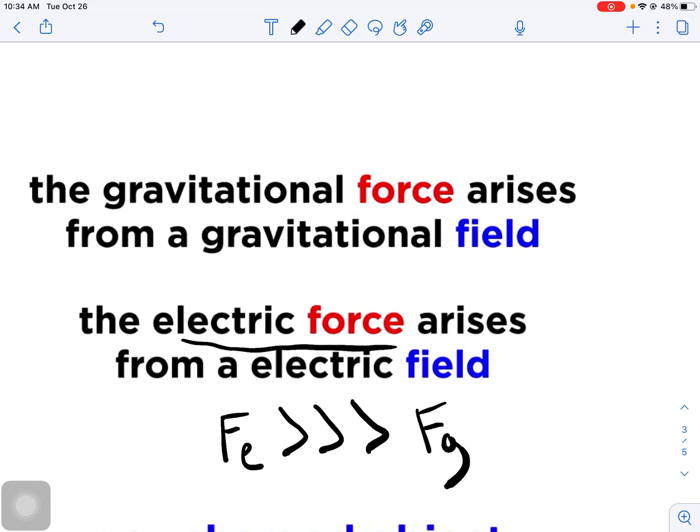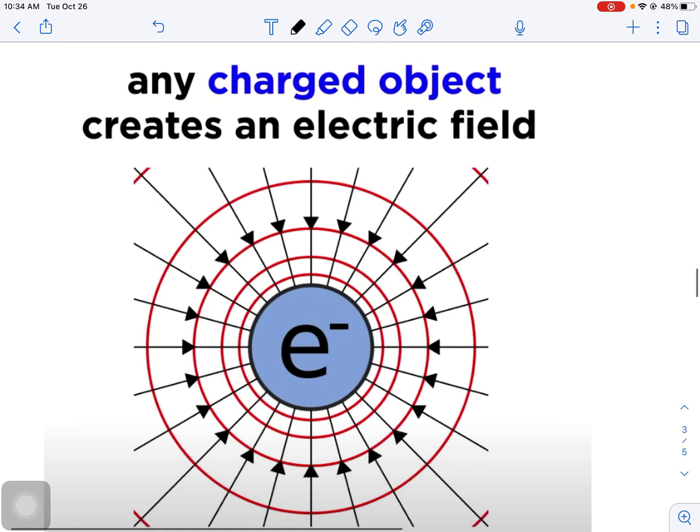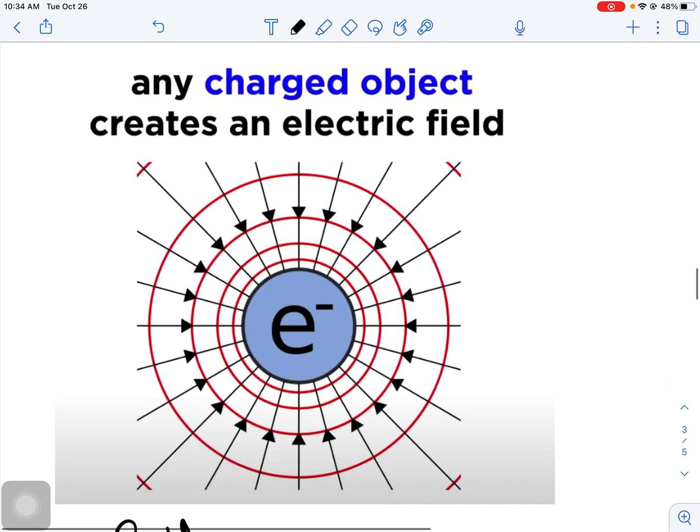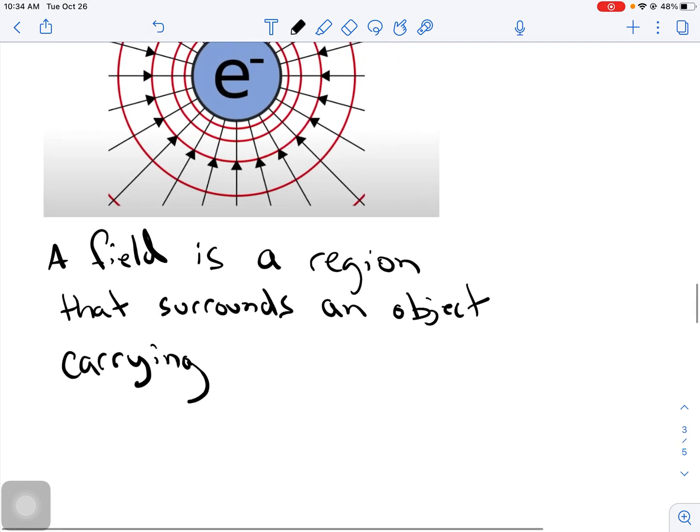If you rub your head on a balloon, you can stick that balloon to the wall and it will balance the force due to gravity because of those little charges that jumped off onto that balloon, and now we have an electric force. So any charged object creates an electric field. Here's an electron, and here's a picture of the field that surrounds it. And a field is a region that surrounds an object carrying energy. And remember that energy is the ability to exert force, to do work, to cause change.